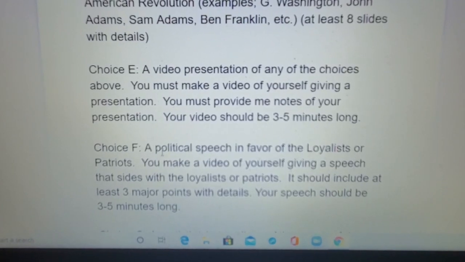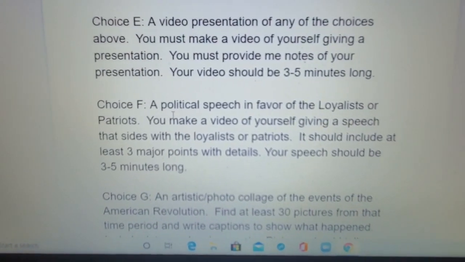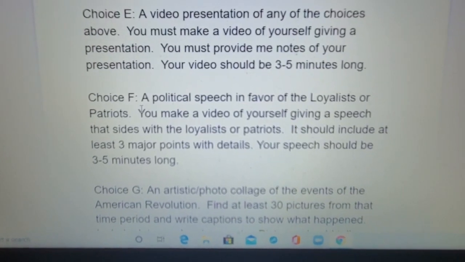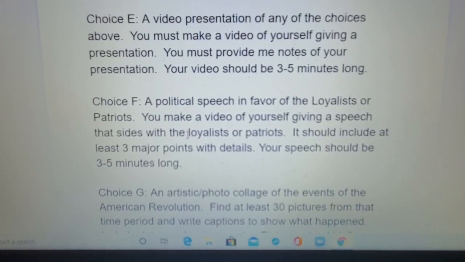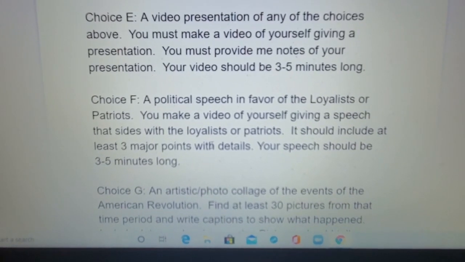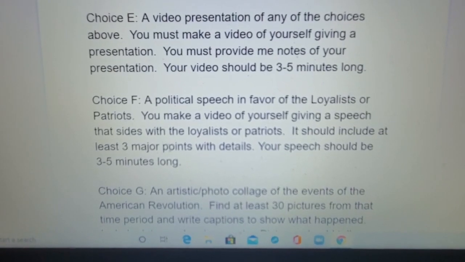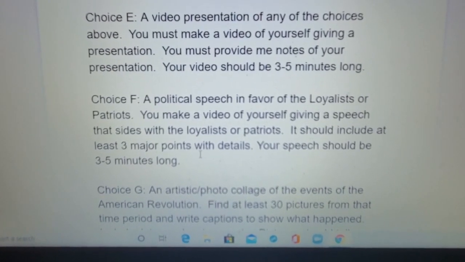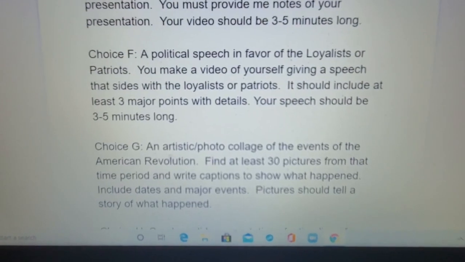Choice F, a political speech in favor of the Loyalists or Patriots. Just like those kids made speeches and they dressed up, you can also do the same. Make a video of yourself giving a speech that sides with either the Loyalists or the Patriots. You have to pick one. It should include at least 3 major points with details, and your speech should be 3 to 5 minutes long. And you can be creative with it, just like they were.